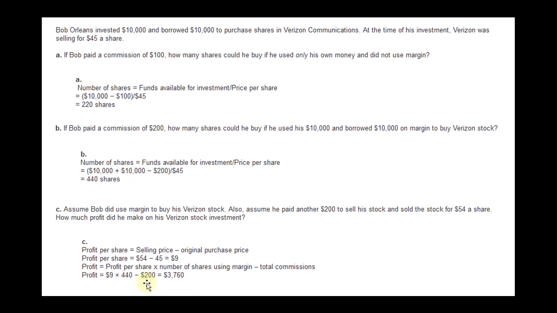$200 in commissions, right? And the 200 came from the commission that it took to buy the stock. So when we take the 9 times the 440 minus the 200, we get the total dollar amount of the profit, which is $3,760.